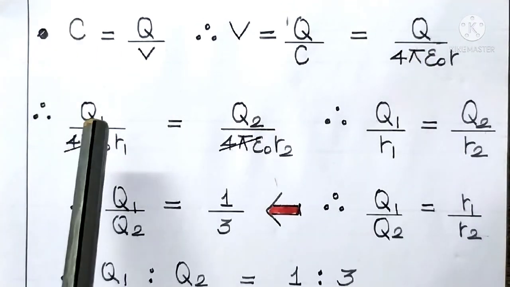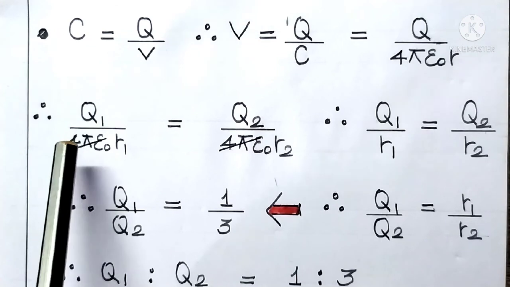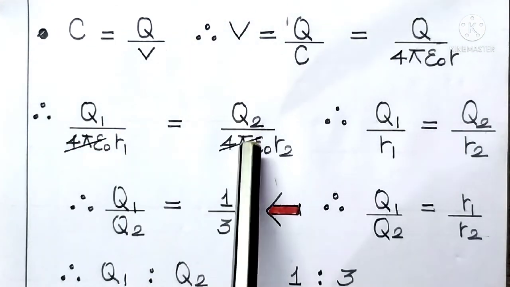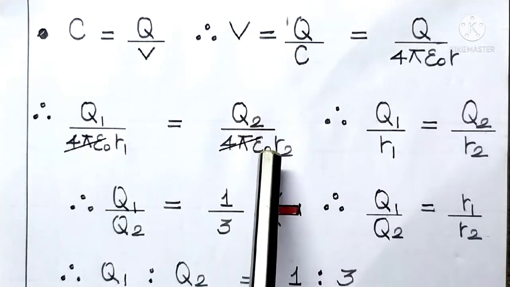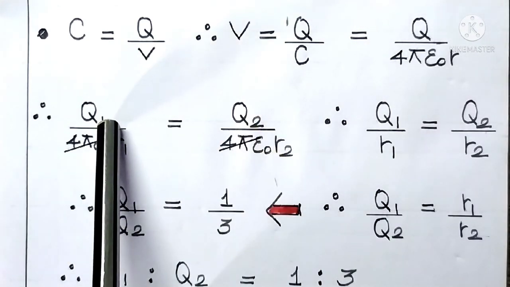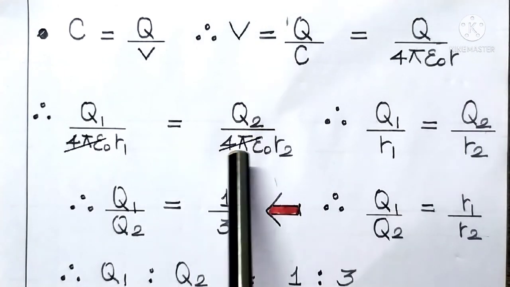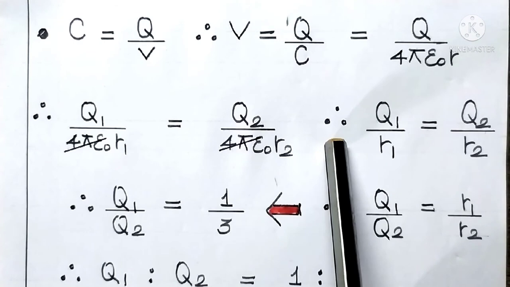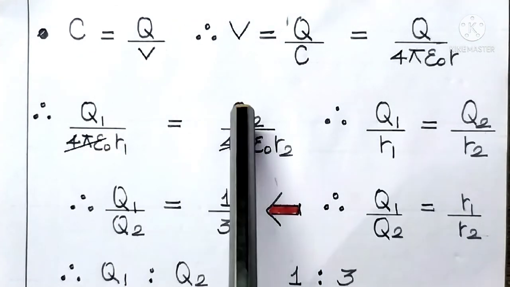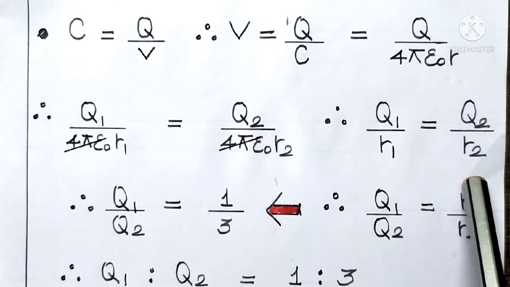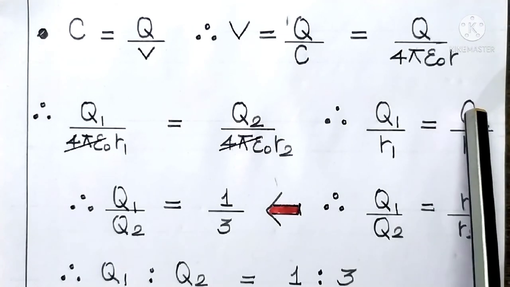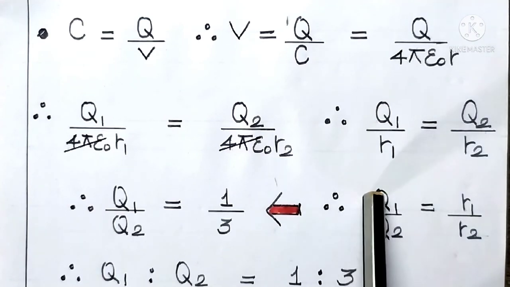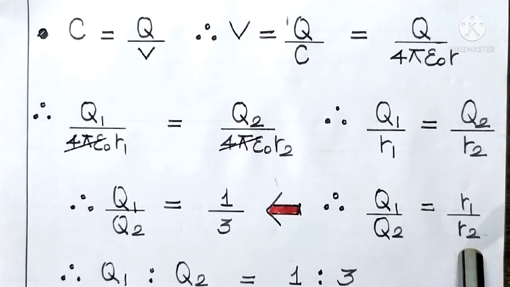Previously, we have written V1 is equal to V2. So, in the place of V1, let me write Q1 by 4 pi epsilon naught R1, which is equal to, in the place of V2, Q2 by 4 pi epsilon naught R2. Here, 4 pi epsilon naught and this 4 pi epsilon naught get cancelled. So, finally, what I get is Q1 by R1, which is equal to Q2 by R2. Therefore, Q2 will come over here and R1 will go over there. So, therefore, Q1 by Q2 is equal to R1 by R2.